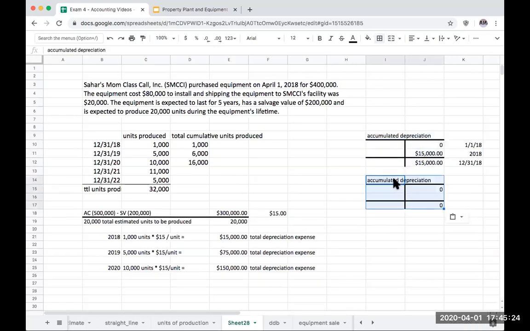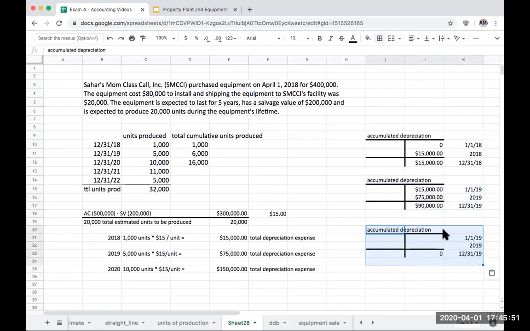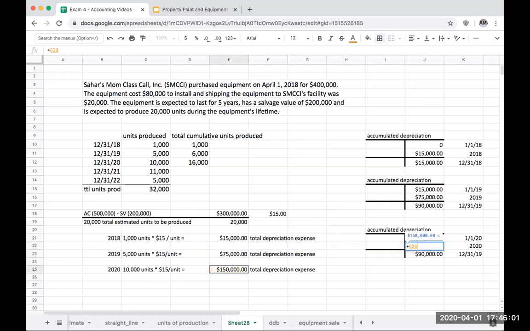So when I look at accumulated depreciation for the following year, my opening balance on January 1st, 2019 is going to be 15,000. And then in 2019, I took a total of $75,000 of depreciation expense. So my 12/31/19 balance is $90,000. And then just for fun, let's take a look at 2020 in terms of what our balance looks like. So on 1/1/20, my opening balance was 90,000. My 2020 depreciation here was 150,000.